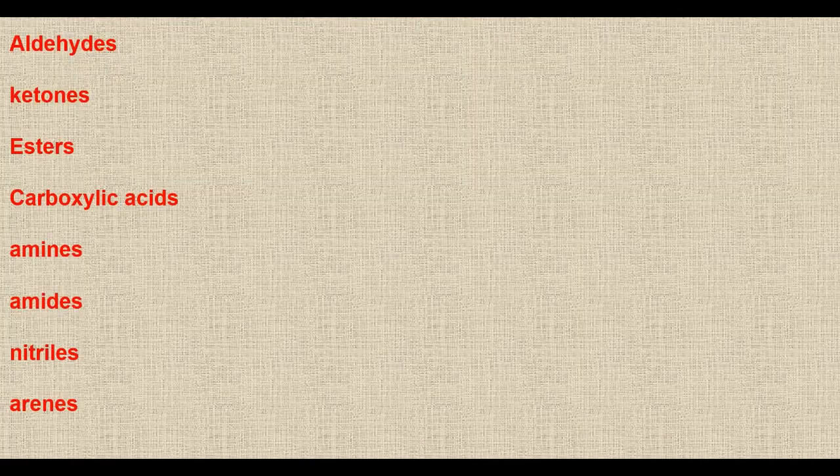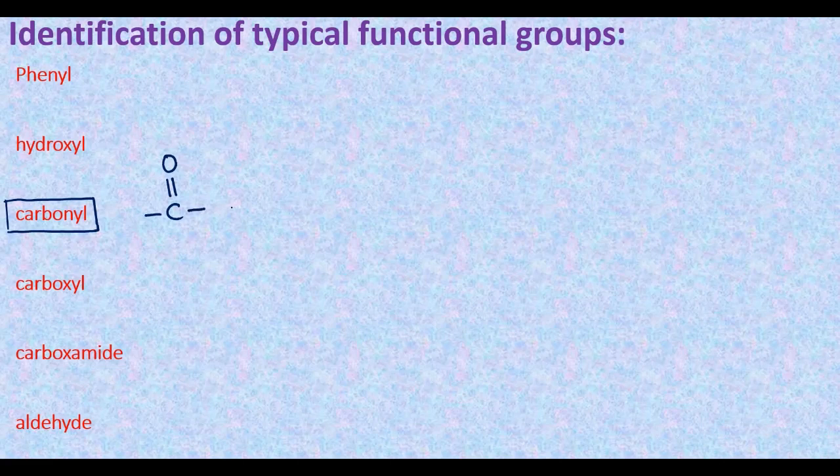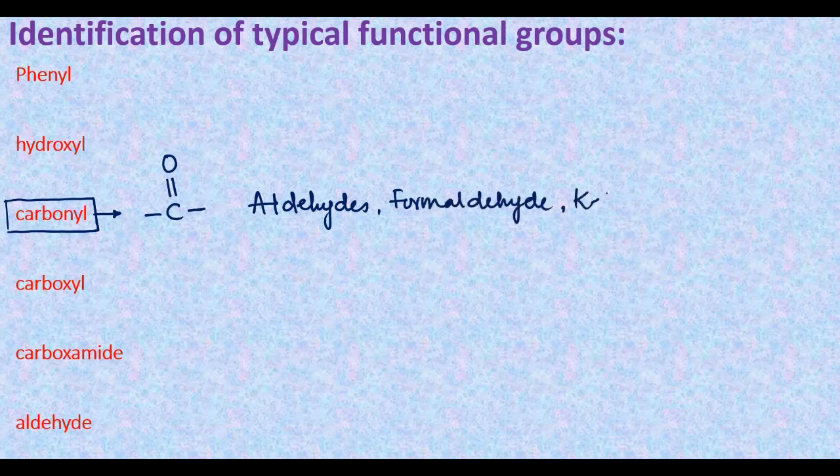So next compound is aldehyde. Before digging into the aldehyde further, we have to move forward to look into the identification of another functional group, which is the carbonyl group. A carbonyl group is the functional group in which a carbon atom is bonded to an oxygen atom by a double covalent bond and the rest of the two valencies are free. Such a group is called a carbonyl group, and this group is common in aldehydes, formaldehyde, and ketones.